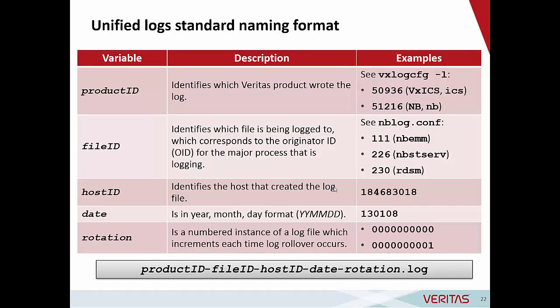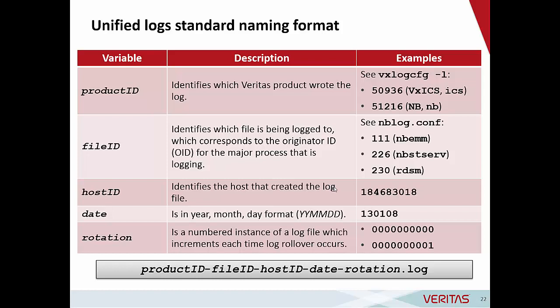The names of unified log files are a little bit longer than the legacy logs, and they're very descriptive, so you can identify exactly what you're looking at. They start with a numerical product ID to identify the product that wrote the log. Remember, again, this is for other products besides just NetBackup. For example, 51216 is the product ID for NetBackup. And then there'll be a file ID, which identifies which file we're talking about.